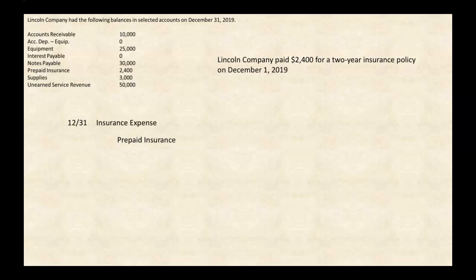Now, how do we figure out the number here? Well, it was $2,400 for 2 years of insurance. We need to figure out the amount for 1 month. So 2,400 times 1/24, because there's 24 months in 2 years, and we find that our insurance has expired $100 in the month of December.